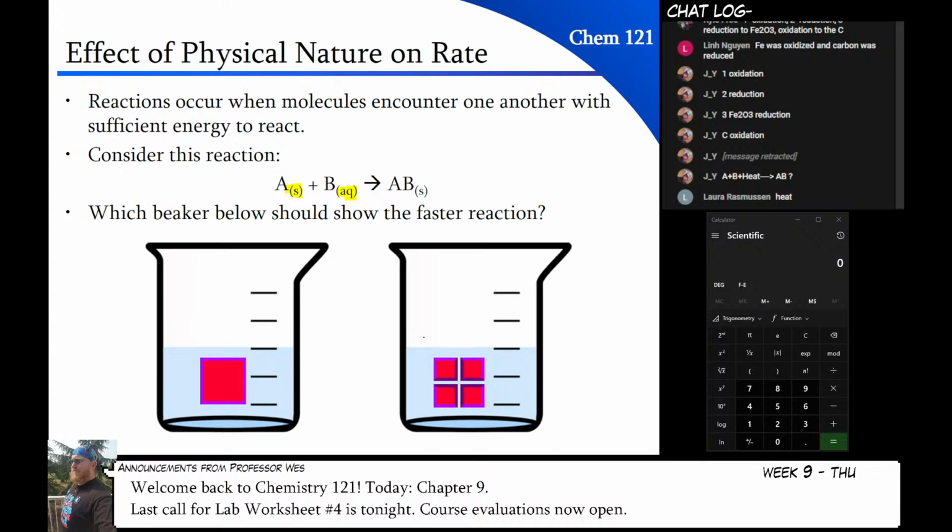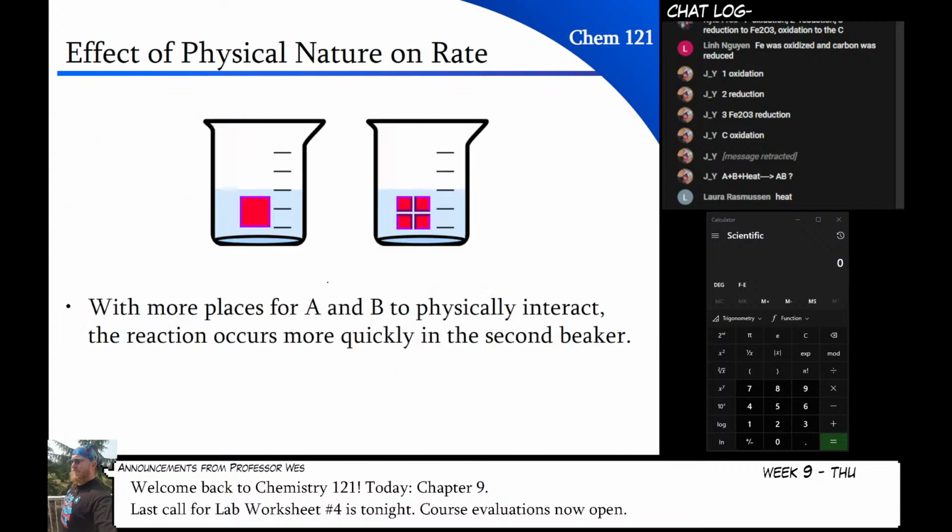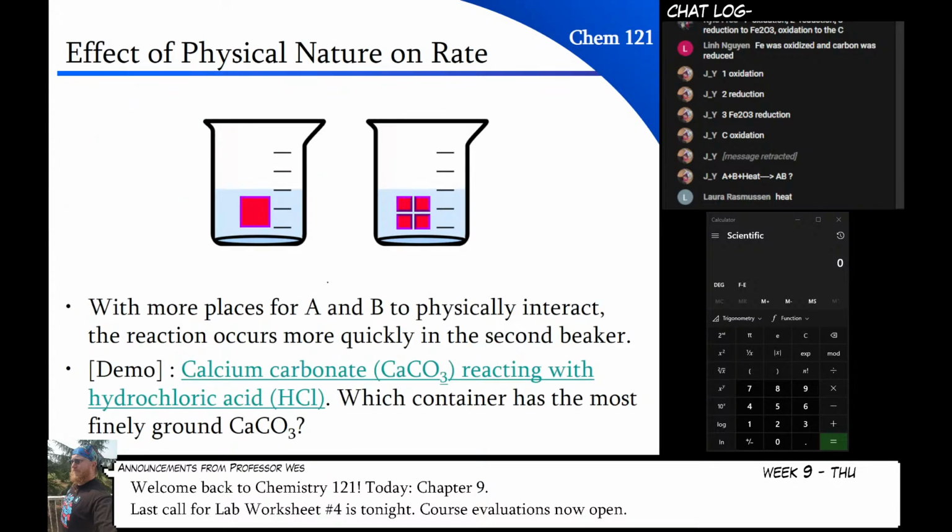Over here for the other chunks, I have also highlighted the outer edge in purple. That would represent this edge over here. Then what I did is I highlighted all the other edges a darker purple to show the increased surface area that the solution can contact solid A. The takeaway is that if I have more surface area present, I have more places for the reaction to occur, and thus the reaction should happen more quickly.